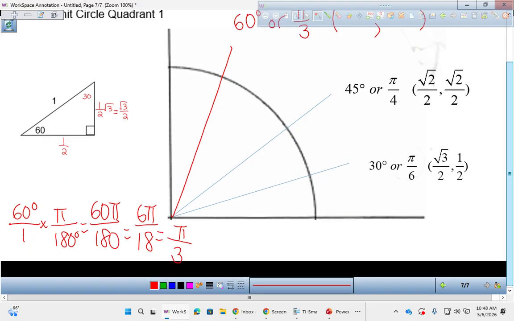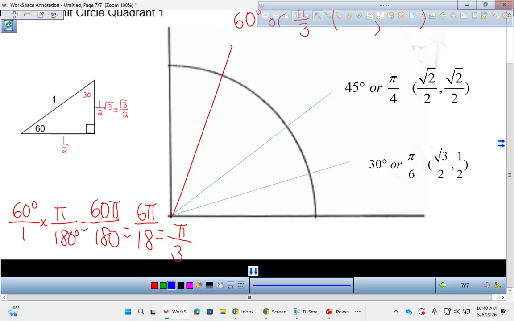Now, 60 degrees also has a coordinate point, and it comes from the unit circle as well, or sorry, the special right triangles as well. This is a point. That's the point that I want to know. If I drop this straight down, this angle here is 60 degrees. And the hypotenuse, because it's a unit circle, the radius is 1.